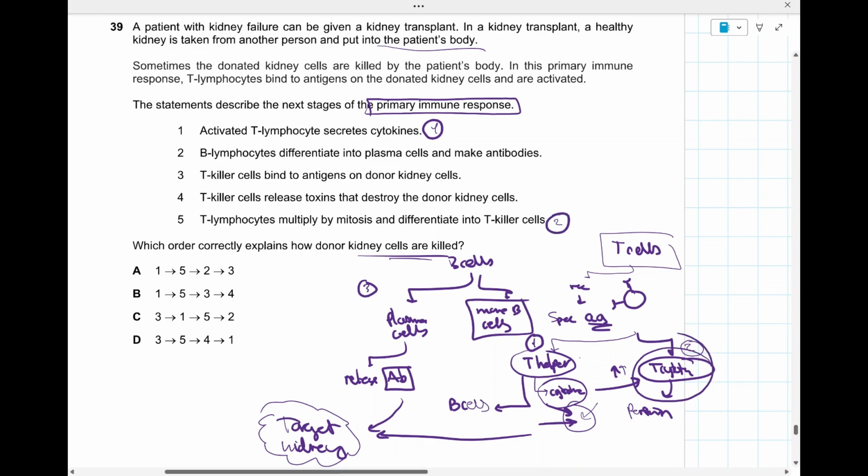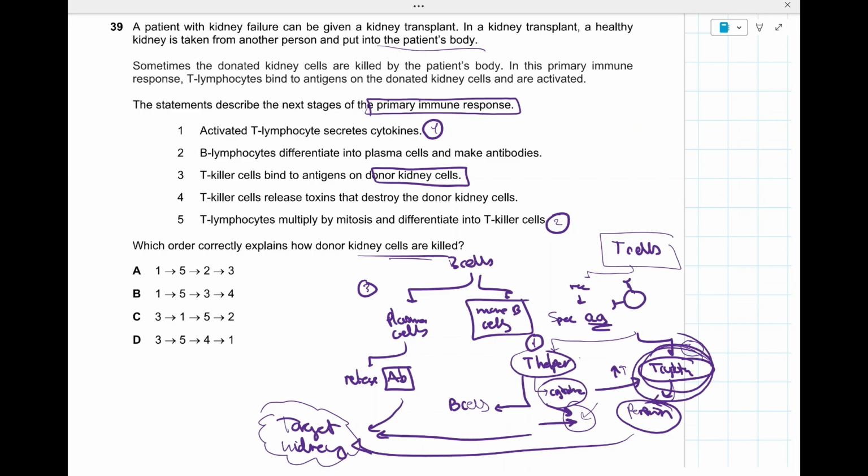And now the third step is: the T killer cells bind to antigens on donor kidney cells. This is correct because now the T cytotoxic releases something called perforin. This perforin binds directly to the kidney cells and causes them to be attacked and killed by releasing the substance called perforin. Therefore, this is correct. And now finally, the T killer cells release toxins that destroy the kidney cells.